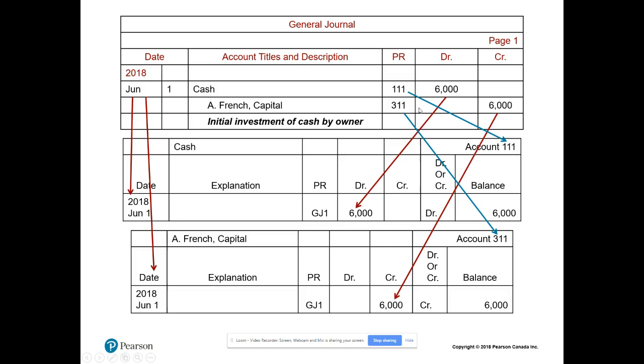Next line, it's a credit. It's going to the capital account. I go to the capital account, say it's a credit in the capital account. Where did it come from? GJ1. I can put the date, I can do the balance. Important part is I come back and I say, where did it go to? Then I write 311. I write the account number to where it went to.